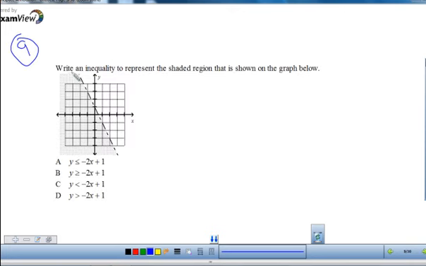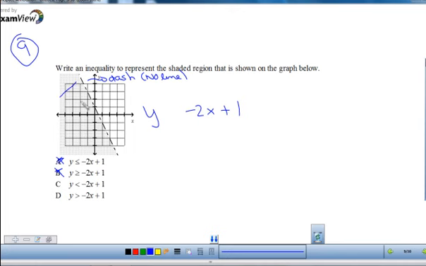Okay, write an inequality to represent the shaded region in the graph below. Okay, one of the things I want you to notice is that all the graphs, all the lines are the same. So I don't even have to find the slope or the y-intercept. It's all the same. So I just have to figure out which one it is. So it's a dash line. So I know there's going to be no line. Remember, dash means no line. So I know the answer can't be A and it can't be B.